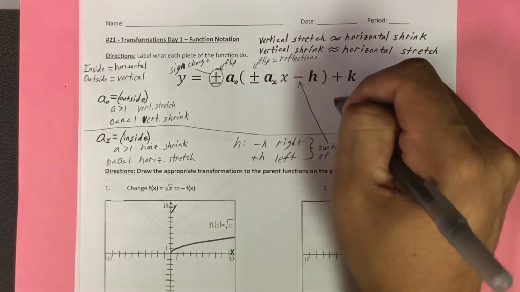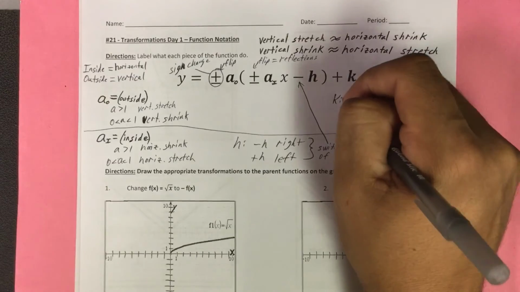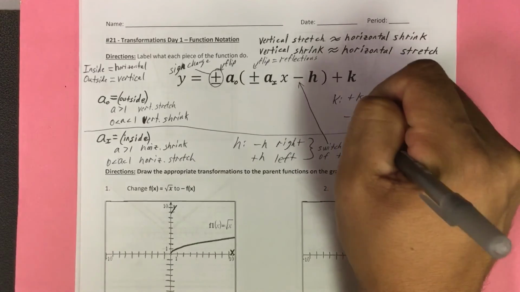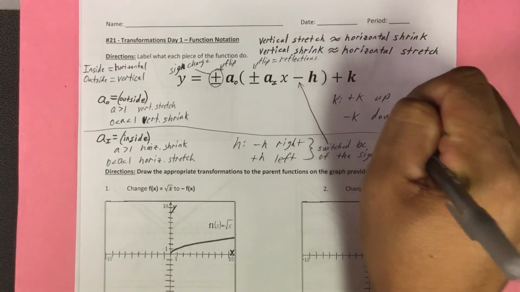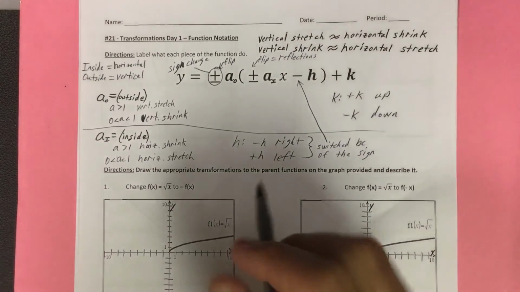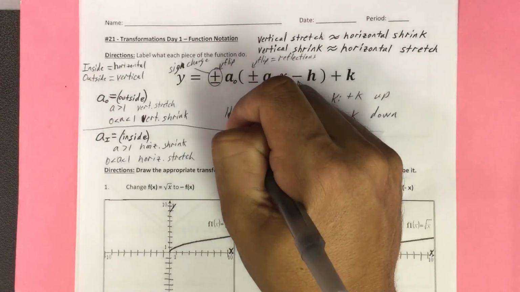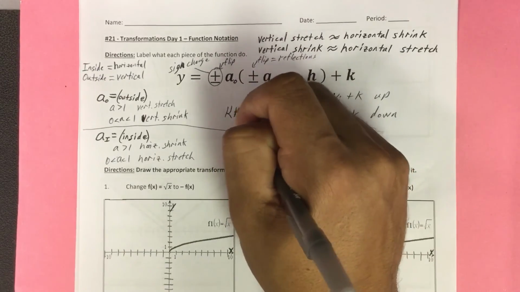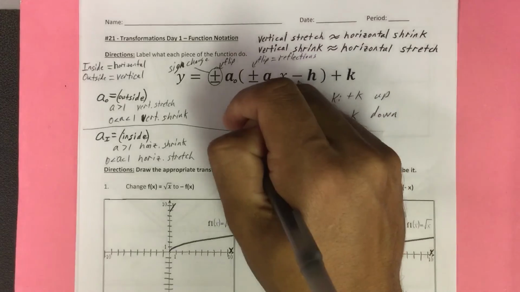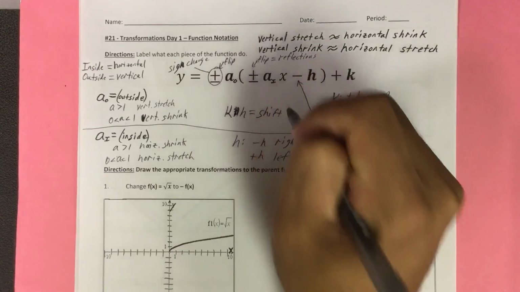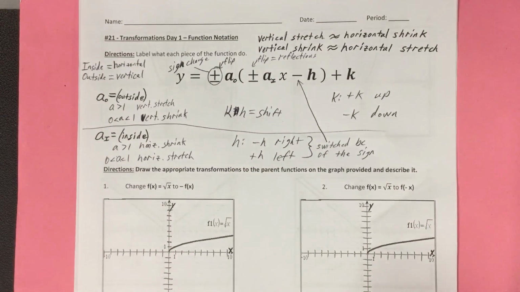K, however, K is good. So if you're adding with K, that's up, and subtracting K is down. That's what you would expect. Okay? And so H and K, we call that a shift. It's lowercase h. So K and H are shifts. That just means the whole function moves, right? So that's all of the notes. I'll do the examples on the next video.